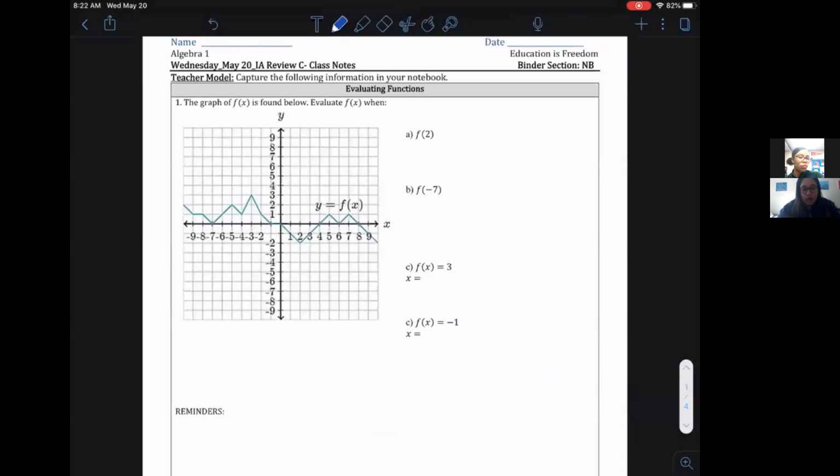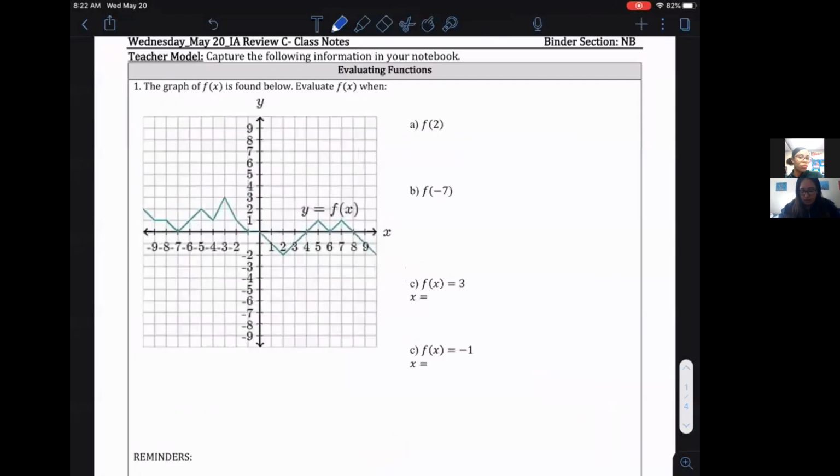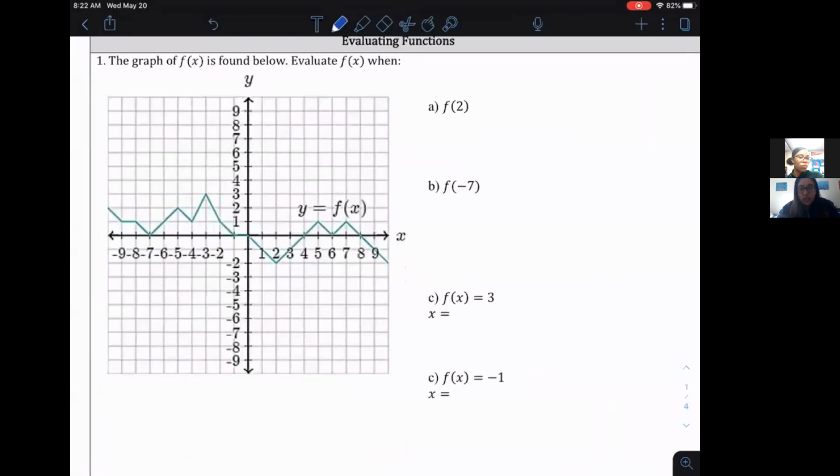Alrighty, so you should see right now the teacher model of the portion of your handout. And I'm going to quickly just do a couple of examples and zoom in so that we can see exactly what I mean in case you were still a bit confused with the drill.